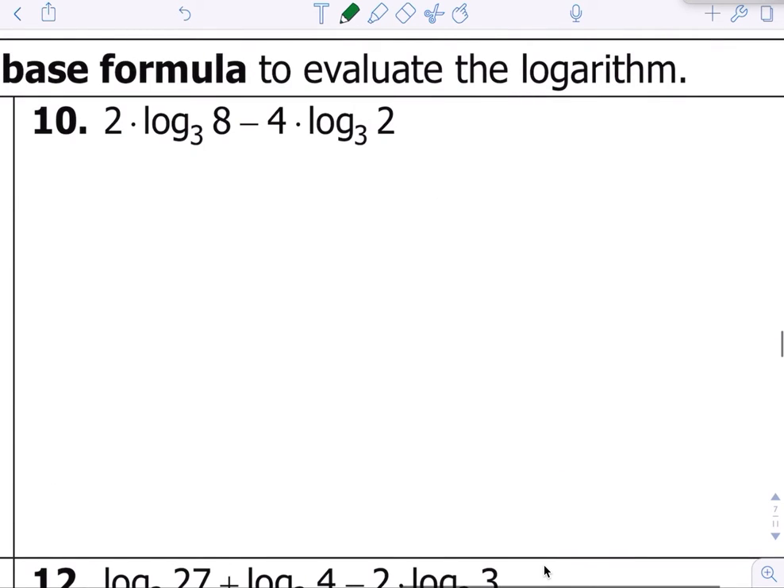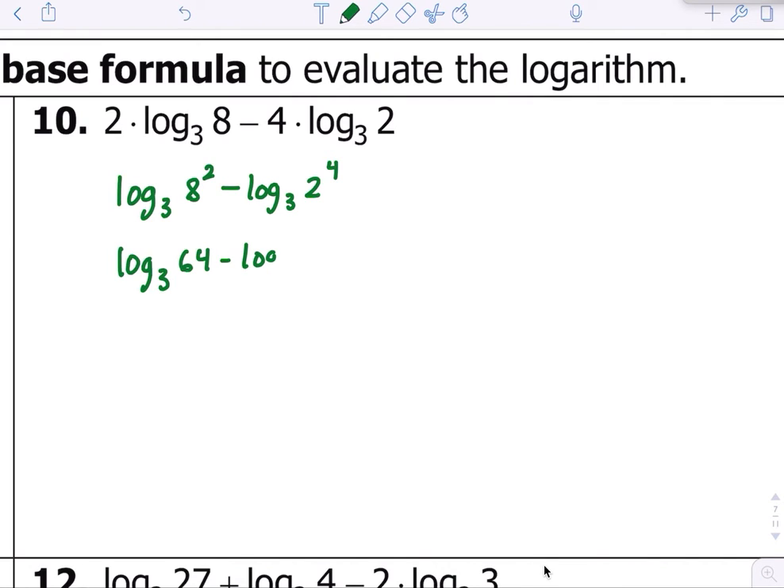10. Okay, so remember, we always want the logs to be by themselves, right? That's the only thing that should be in the front. So these two need to go on top using power rule. So log base 3 of 8 to the 2nd power minus log base 3 of 2 to the 4th power. So log base 3 of 64 minus log base 3 of 16.